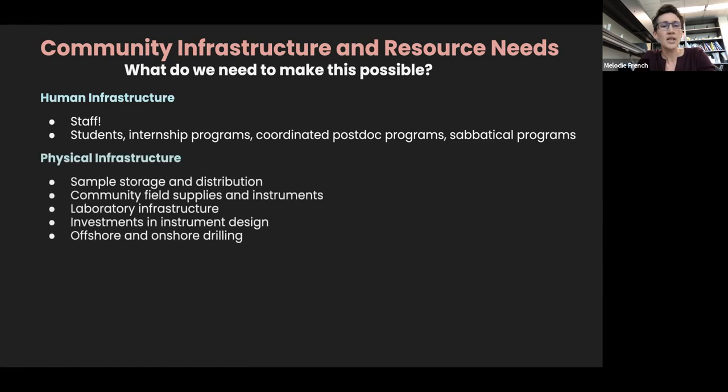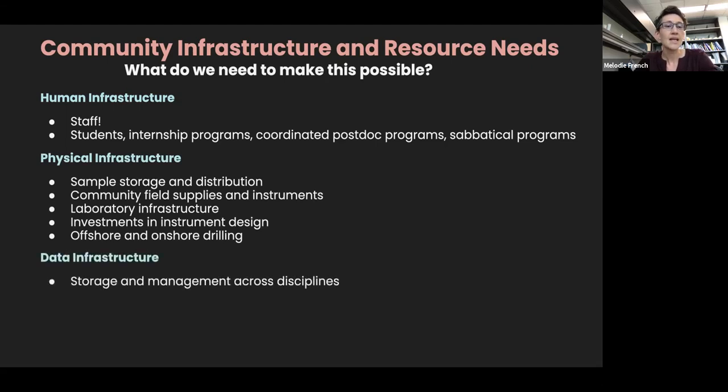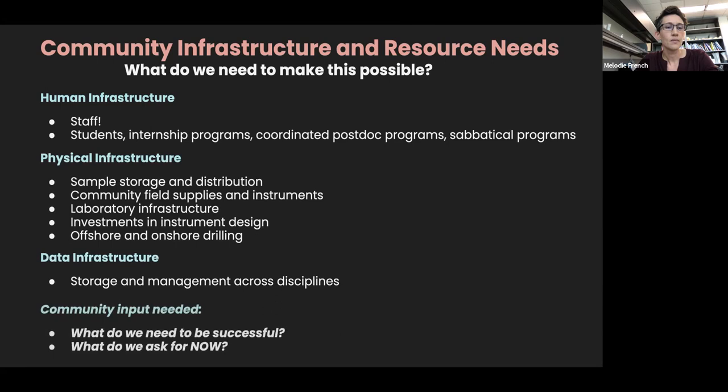Physical infrastructure that has been brought forth by the community includes the need for sample storage and distribution, community field supplies, laboratory infrastructure, investment in instrument design, and offshore and onshore drilling. Data infrastructure needs that have been mentioned include storage and management across disciplines. So we will be asking what we need to be successful and how we can get started now, meaning at the end of the RCN.